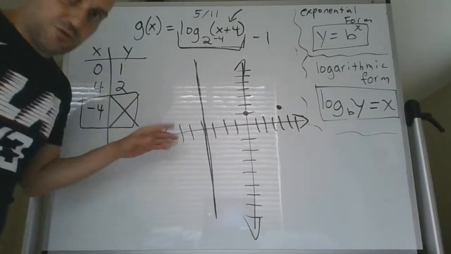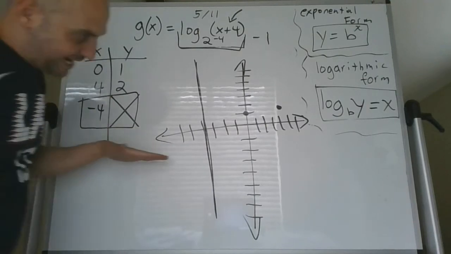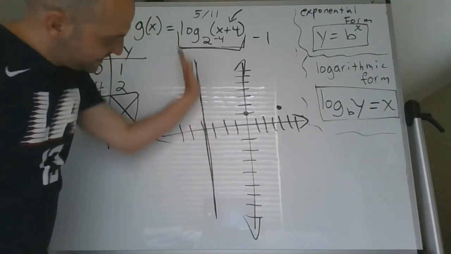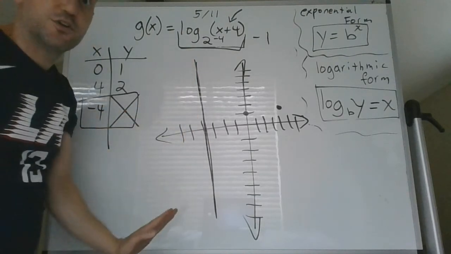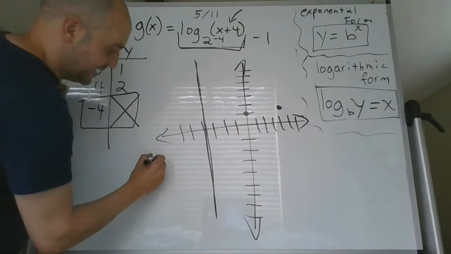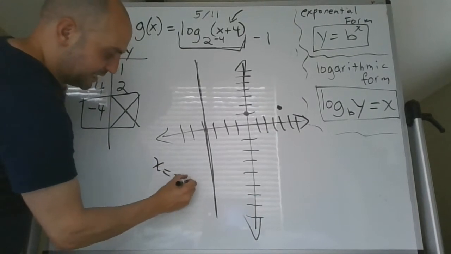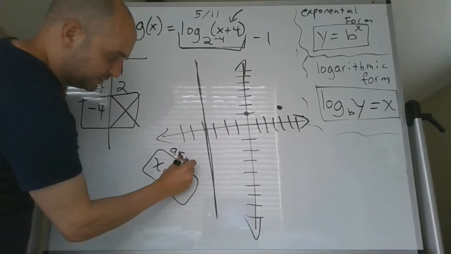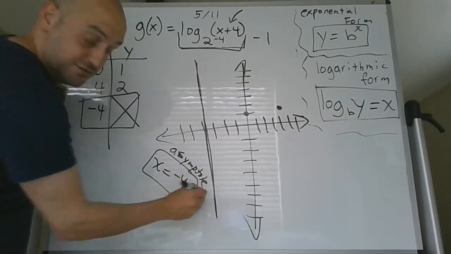Now, if you remember, in exponential, our asymptote was a horizontal asymptote, went left to right. This time we have what's called a vertical asymptote. On logs, we have vertical asymptotes. So the asymptote is at x equals -4. That's our asymptote. I'm going to make this a lot easier for you guys now.